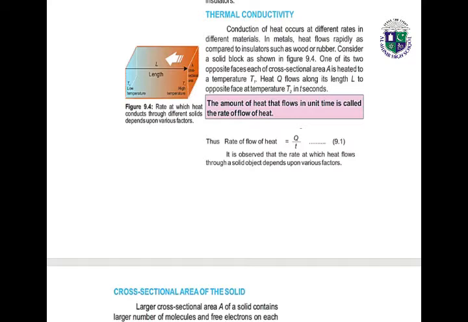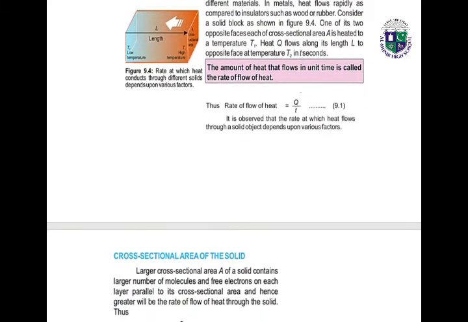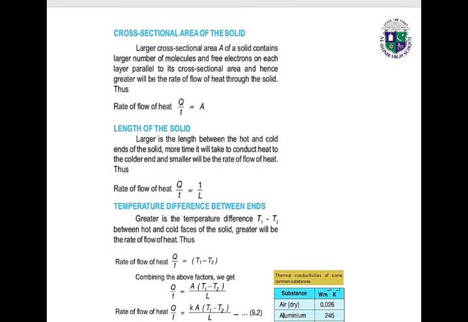Now the question arises, what is thermal conductivity? So here we have the definition. The amount of heat that flows in unit time is called the rate of flow of heat. So the formula is rate of flow of heat is Q over t. It is observed that the rate at which heat flows through a solid object depends upon various factors. And what are the factors? First factor is cross-sectional area.